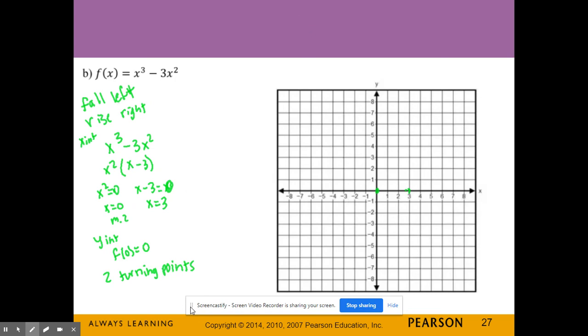It does fall to the left. That means it's going to be coming up from the bottom here. 0 is an even multiplicity, so that touches and turns around. And then at some point here, it turns again, and it will pass through our 0 at 3, and it will continue then to rise to the right forever. So that is what your graph will look like there.